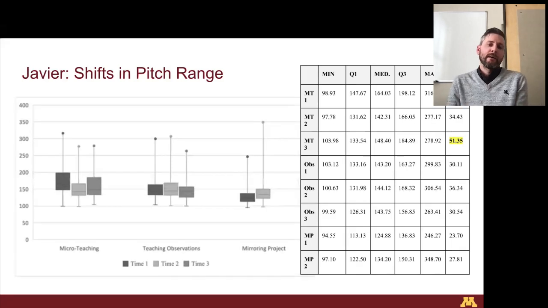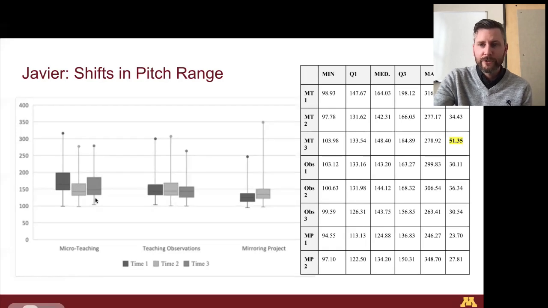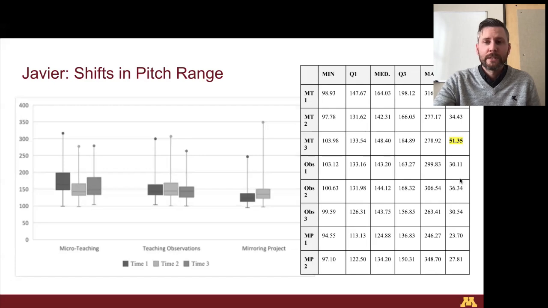For Javier, similar findings, where we're seeing that he has greater range in his first and third micro teaching demonstrations, as I've highlighted here, in the 50s in terms of differences between pitch values. But then in his actual teaching practices, we see a lower and more compressed, narrow pitch range in terms of his interquartile range, and then the lowest in his mirroring project.